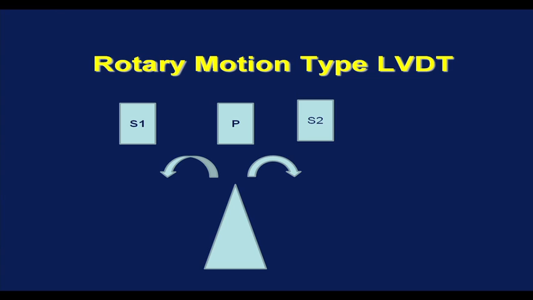We can also have rotary motion type LVDT, which is schematically represented by this. We have a primary coil, we have two secondary coils, and this is connected to the object whose rotary motion I have to measure. So, as it rotates like this, different portions of these two secondary coils are connected. So, output voltage changes accordingly.